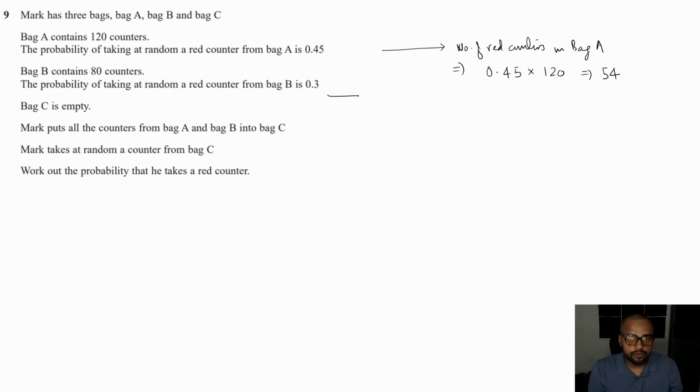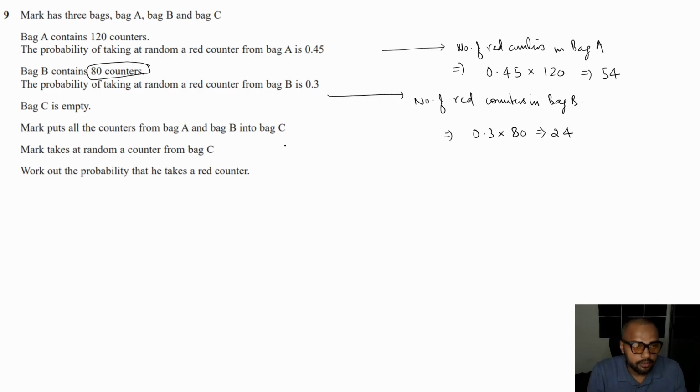Same goes for this process bag B as well. So number of red counters in bag B will be equals to 0.3 cross of. Now here the bag B contains 80 counters. So we'll be multiplying it with 80. So it will be equals to 24. So 24 number of red counters are there in bag B.